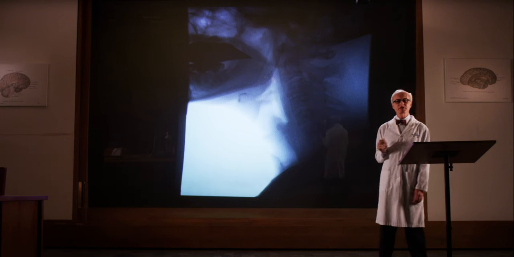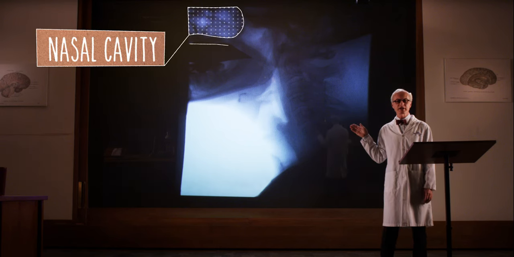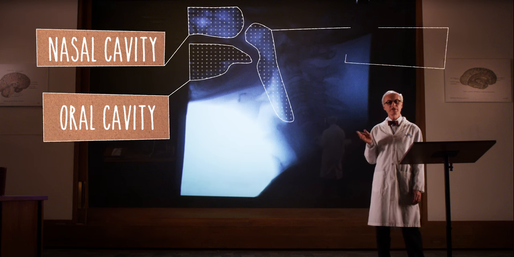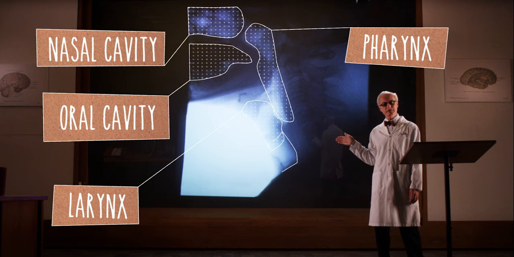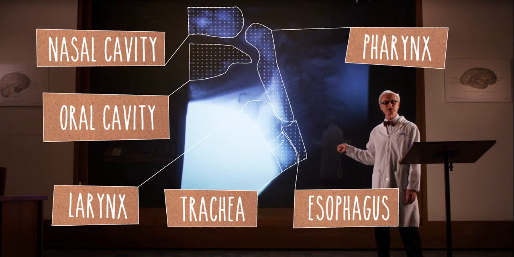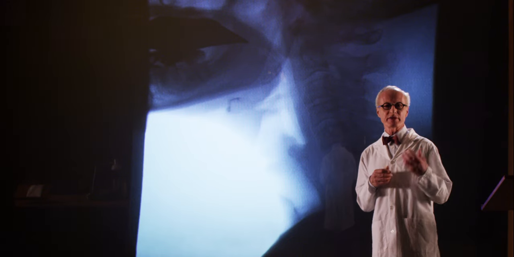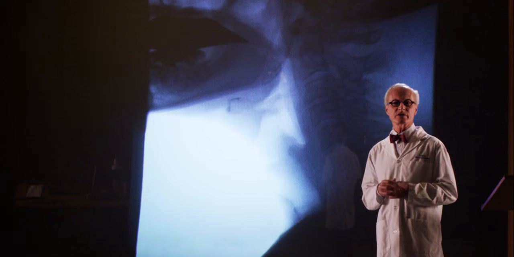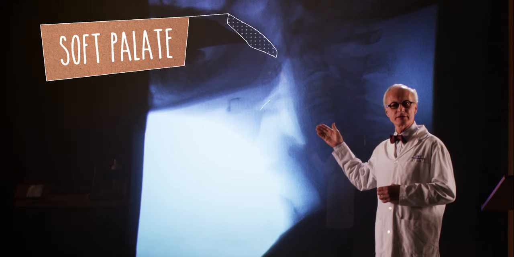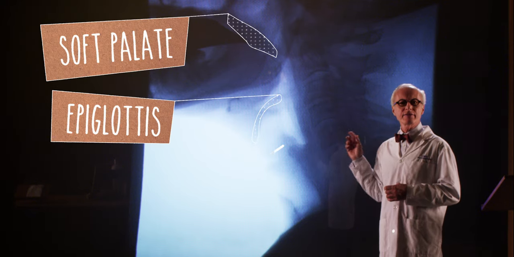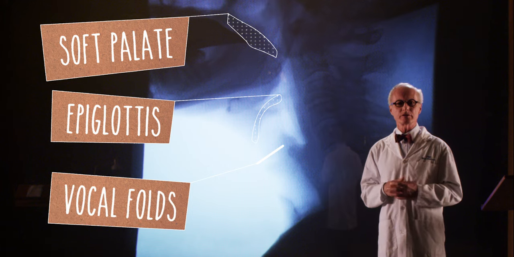Let's have a look at how these valves and other soft tissue features work dynamically during swallowing in this upper GI study. In this fluoroscopy study, you can see the nasal cavities, oral cavity, pharynx, larynx, trachea, and esophagus. You can also see the three major valves that separate the digestive from the respiratory tract. Here is the soft palate, the epiglottis, and the approximate position of the vocal folds.